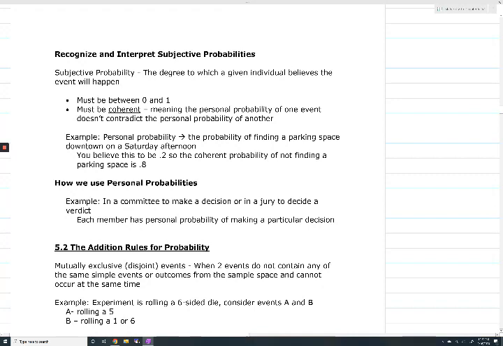It must be coherent, meaning you can't have two probabilities about the same event adding up to more than 1. So the example we have is the probability of finding a parking space downtown on a Saturday. You believe that is 0.2. You have a very low chance of finding a parking space. In order to make that a coherent probability, the chance of not finding a parking space has to be 80% or 0.8.